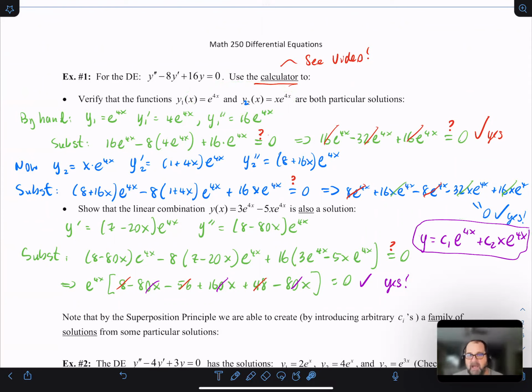Why do I think this? Because it is second order, and I should therefore expect to have a general solution that contains two unknown constants. And that is what we have here. So this should be a general solution. So the only thing remaining really is, where did e to the 4x come from? Where did x e to the 4x come from? So that's something we would still have to answer in this section. But this is our general solution.